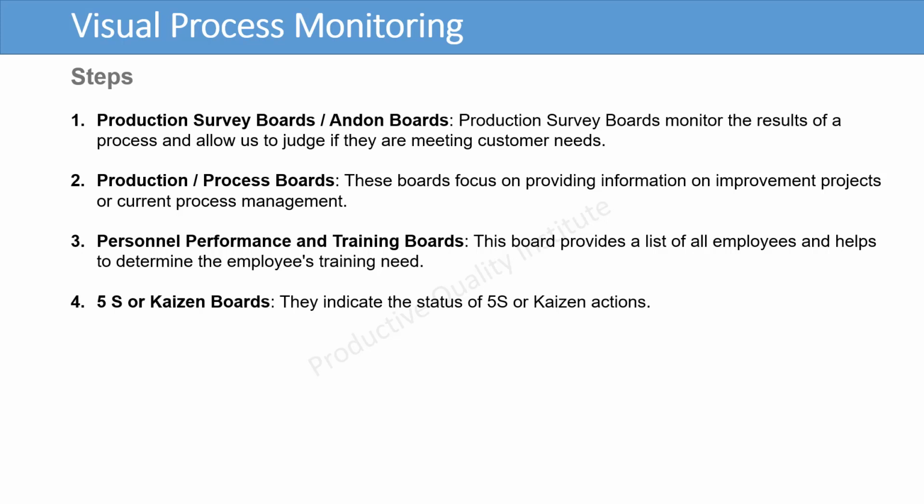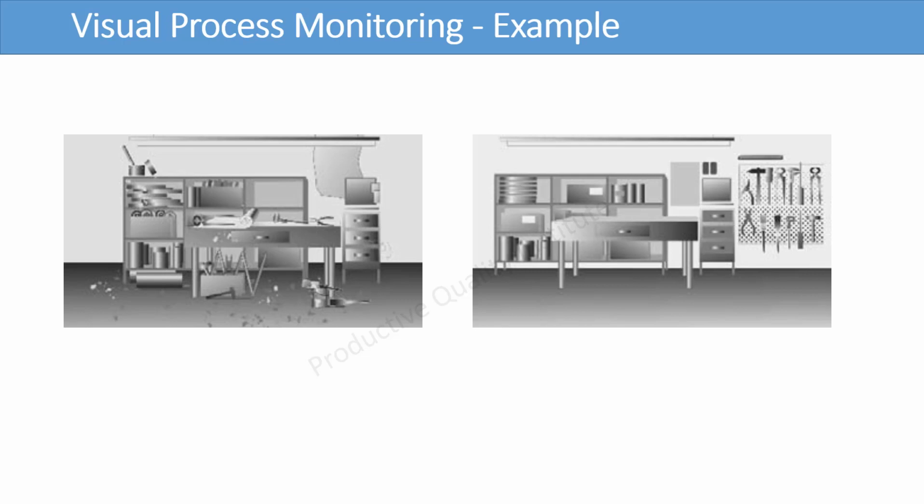4. 5S or Kaizen boards. They indicate the status of 5S or Kaizen actions. An example of visual process monitoring.